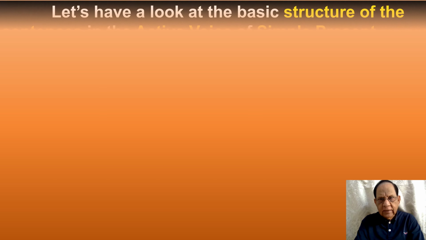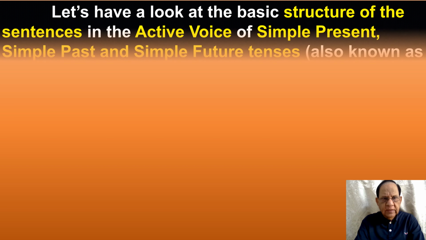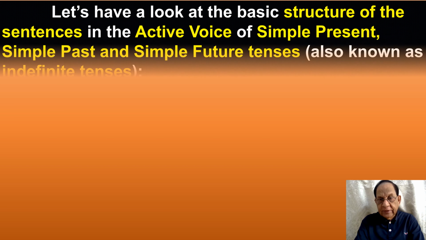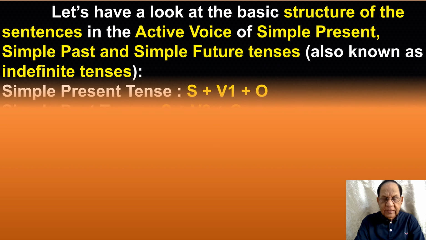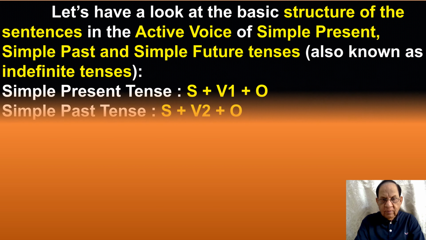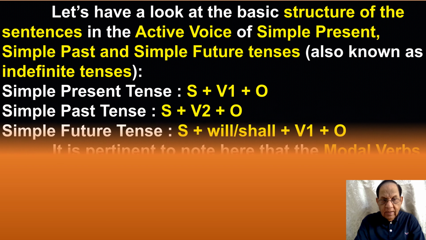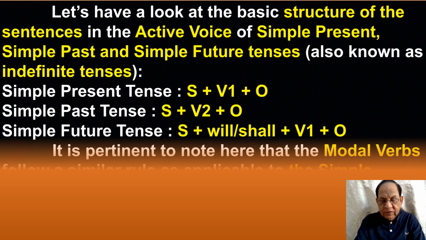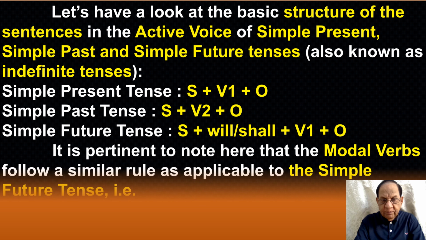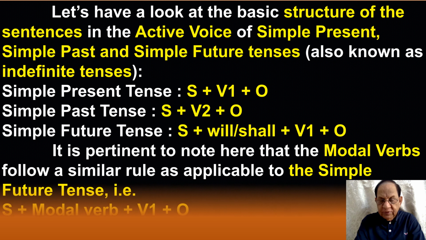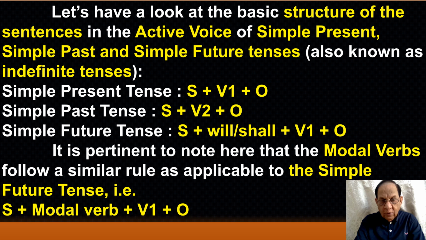Let's have a look at the basic structure of the sentences in the active voice of simple present, simple past, and simple future tenses, also known as indefinite tenses. In the simple present tense, the sentence in active voice will have a subject, the verb's first form, and the object. In the simple past tense, it will have a subject and the second form of the verb and object. And in the simple future tense, the sentence will have a subject and the first form of the verb with will or shall and also object.